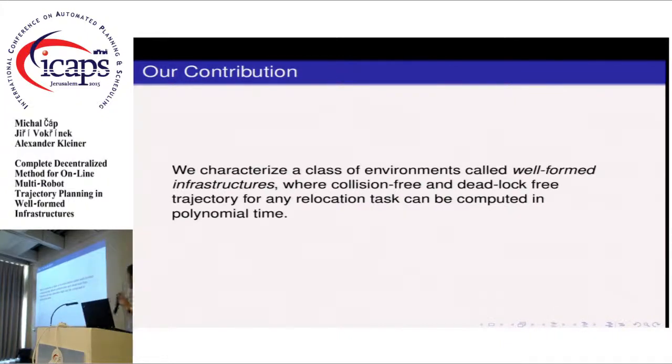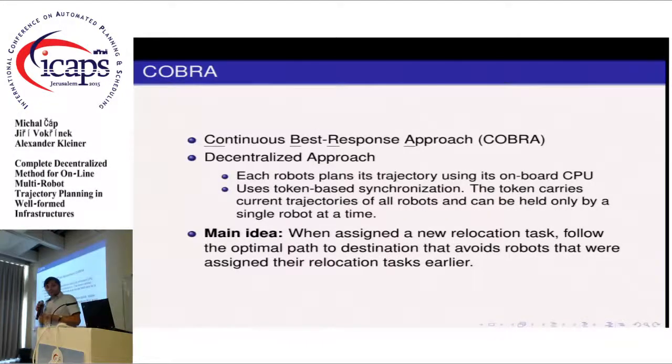So later on, I will explain what these environments are and how we compute these trajectories. The algorithm that we use, we call it COBRA, which is short for continuous best response approach. It's a decentralized approach in the sense that there doesn't need to be any central solver. The robots can arrive at a solution just by communication and by using their own onboard planners. They can plan their trajectories locally.